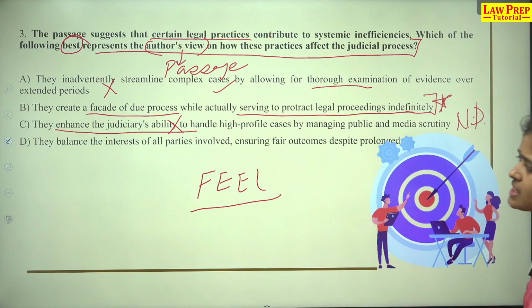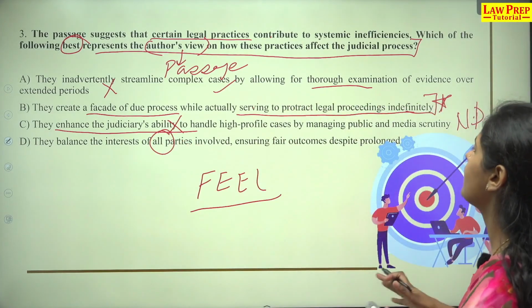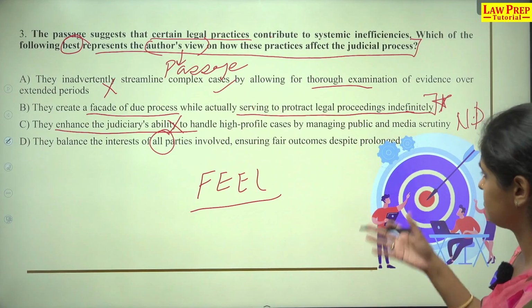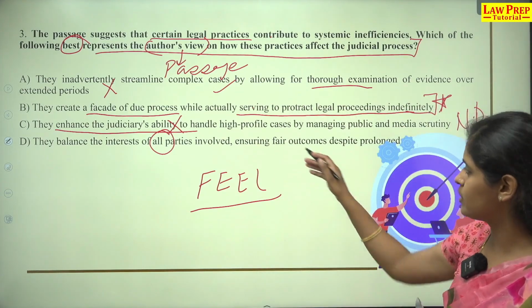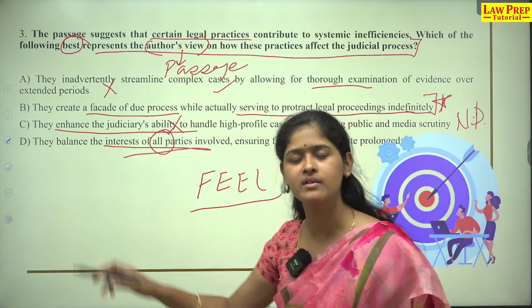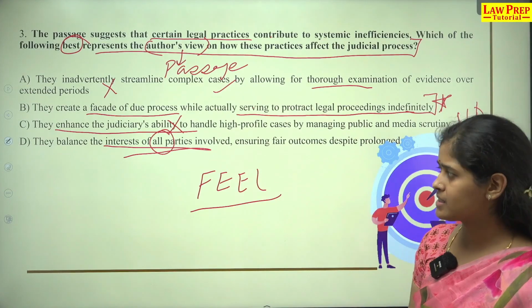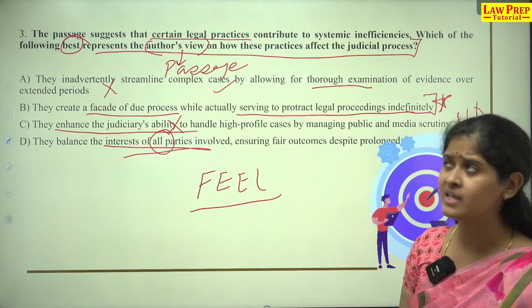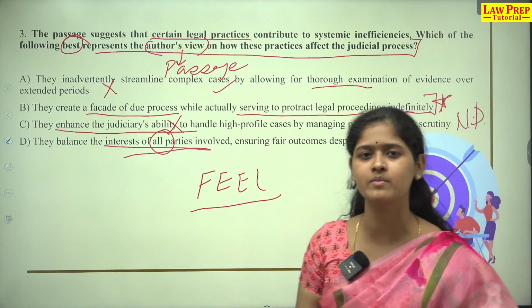They balance the interest of all parties involved, ensuring fair outcomes despite prolonged judgment, right? See, we don't even have to read the half one. What is balancing the interest of all parties involved? Here only the option is wrong. All parties involved, the interest you are trying to balance, but you are doing a wrong legal practice. Whose interest are we balancing?